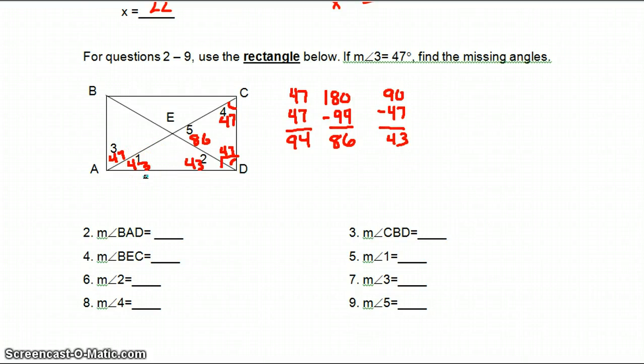So now let's see what that asks us for. We want BAD. BAD, if we follow that all the way around there, that's going to be this whole angle, which is 90 degrees. Number 3 is CBD. So CBD, we're looking for this angle up here. And we know, since this is a parallelogram, that this is going to be equal to this one down here, so we can just put 43 right there.